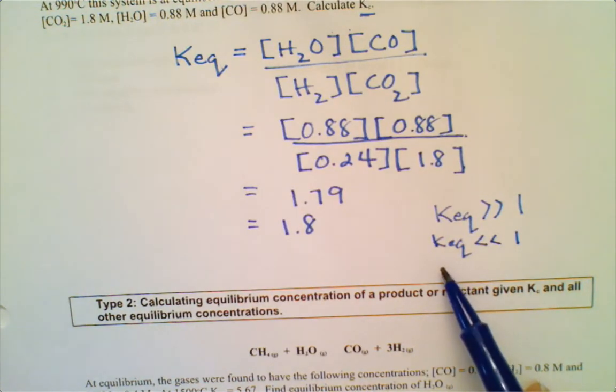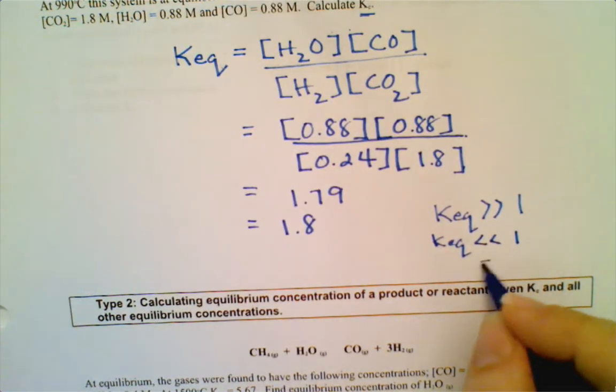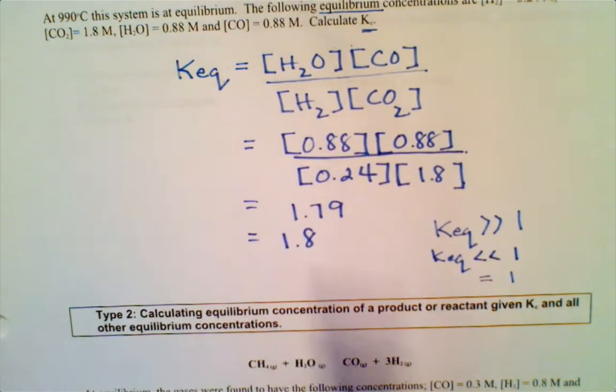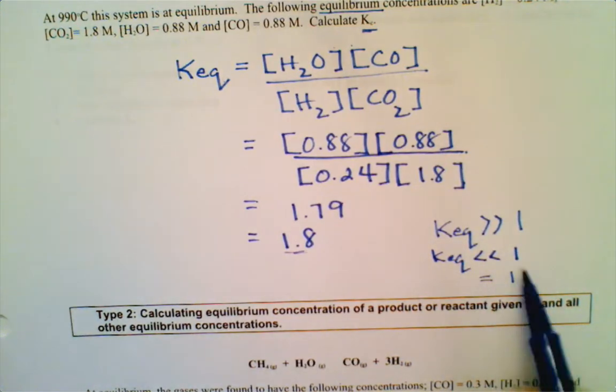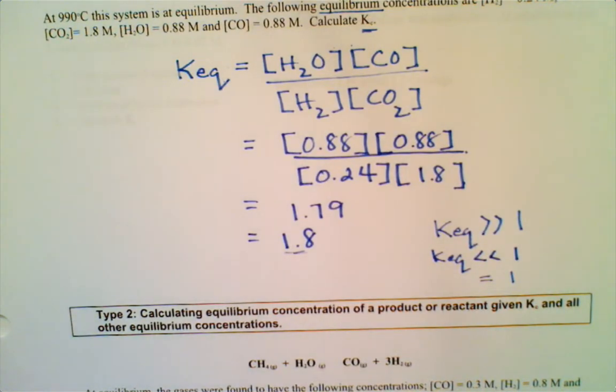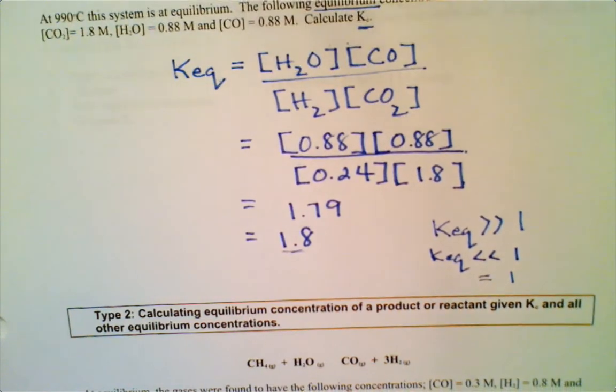If you have a KEQ value equal to 1, then we would say that you have equal concentrations of products and reactants. In this case, this is pretty close to 1. However, we would say it slightly favors product formation. So there's a little bit more product compared to reactant in the container at equilibrium.